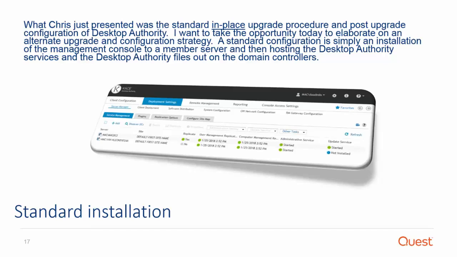So a standard configuration is simply an installation of the management console to a member server and then hosting the Desktop Authority services and Desktop Authority files out on the domain controllers, as that screenshot depicts below. You can see that there are two domain controllers and that my services and my files are hosted out on those two domain controllers.